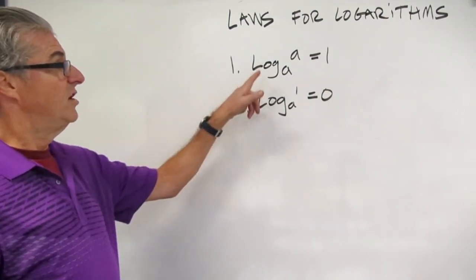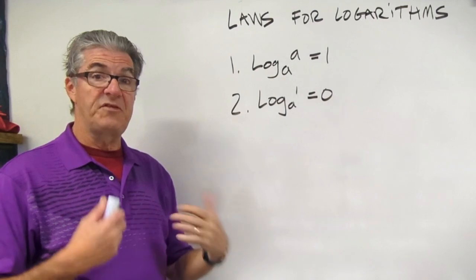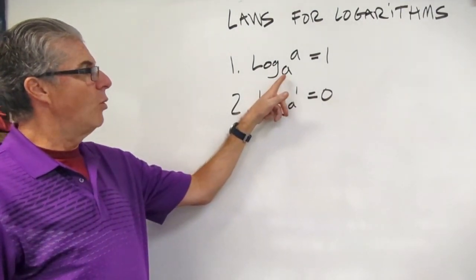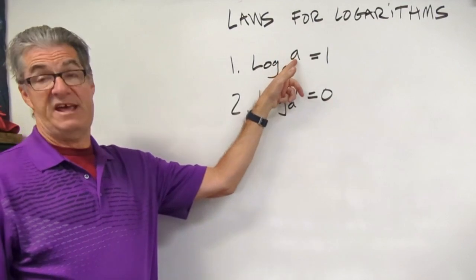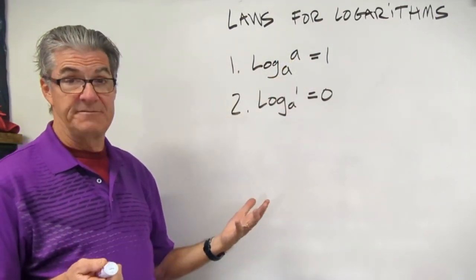So check this out. Log base A of A is 1. Now if you think about that for a minute, it makes total sense. This is asking what power of A makes A. So of course, that's 1, because A to the 1 is A.